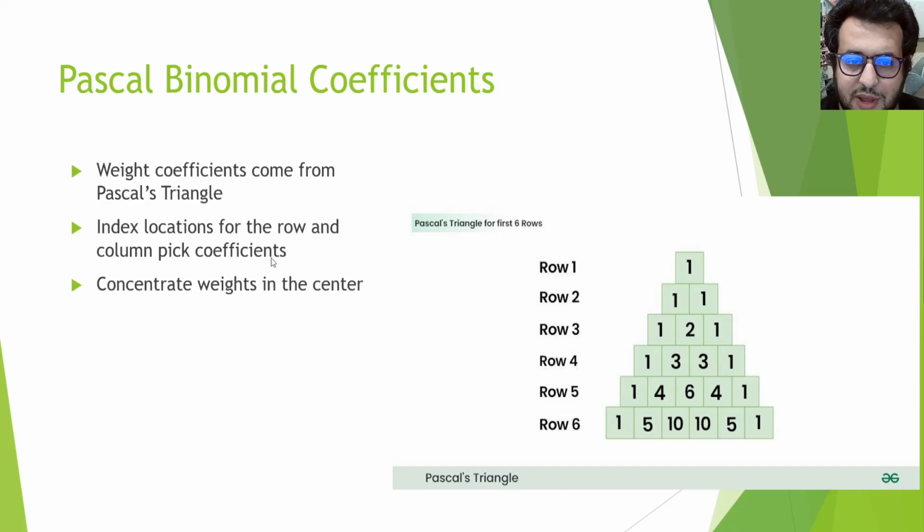The index locations for the row and column are also picked this way: the row represents which one we will use, and it is going to use the number of parents in the selection to select which row number we're going to use, and the column is just going to depend on which parent we are selecting a gene from.